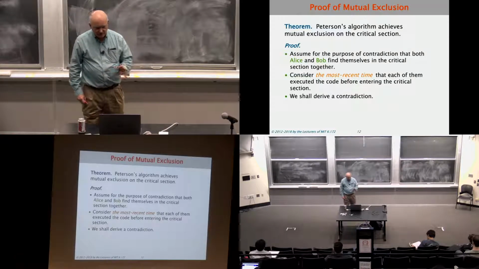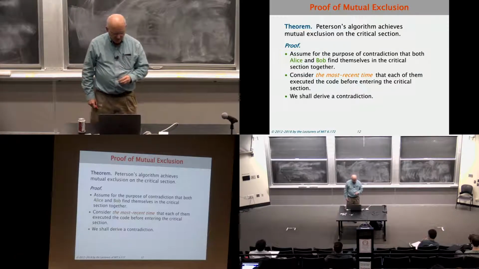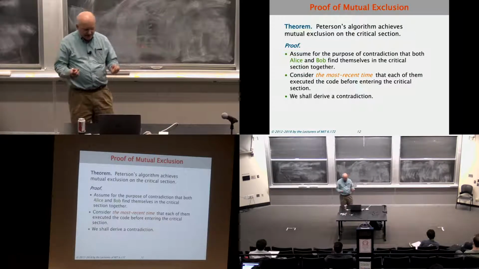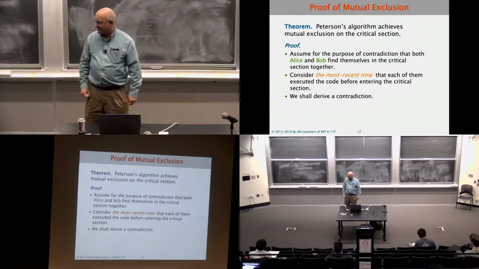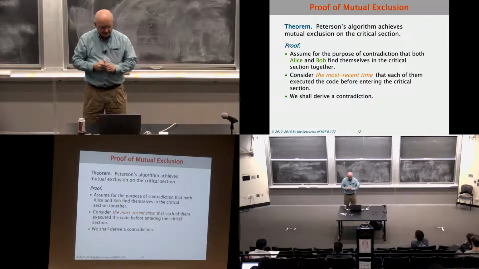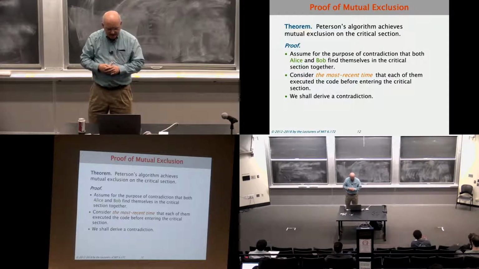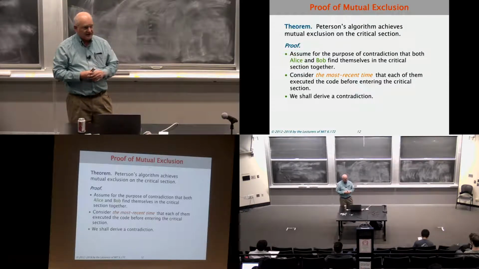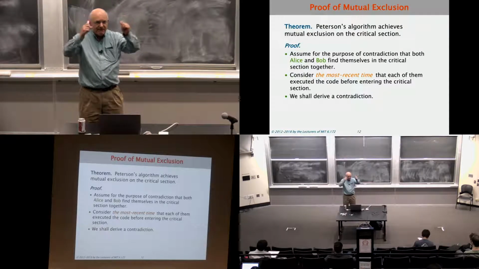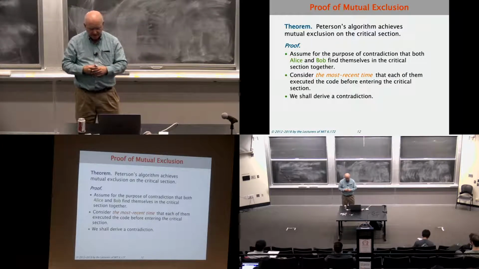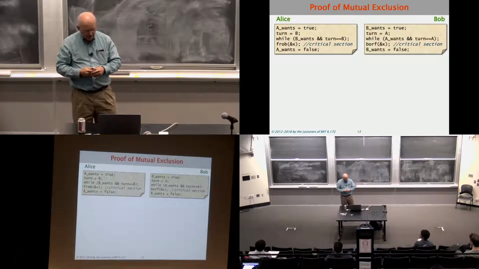Peterson's algorithm achieves mutual exclusion on the critical section. The setup for the proof is assume for the purposes of contradiction that both Alice and Bob find themselves in the critical section together. And now we're going to look at the series of instructions that got us there and then argue there must be a contradiction. Okay? That's the idea. Okay? And so let's consider the most recent time that each of them executed the code before entering the critical section. So we're not interested in what happened long ago. What's the very, very last pieces of code as they entered the critical section? And we'll derive a contradiction. Okay? So here we go.